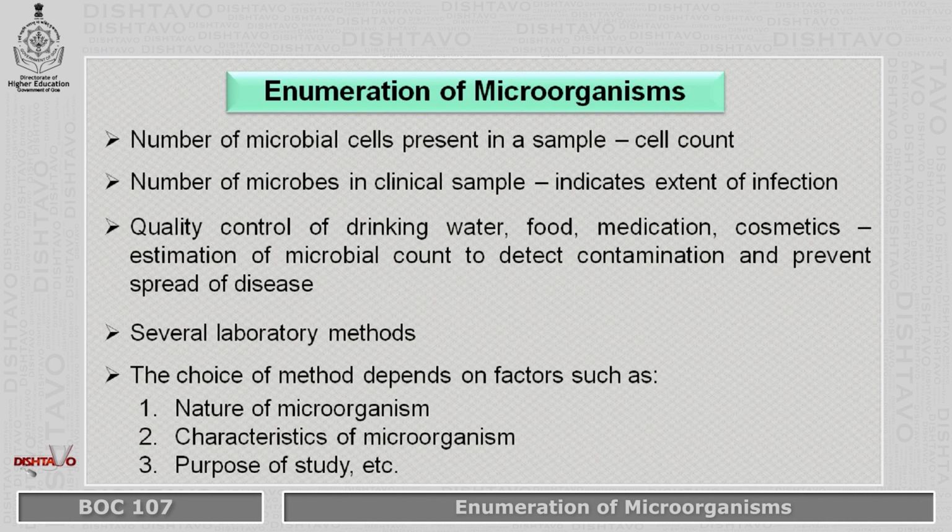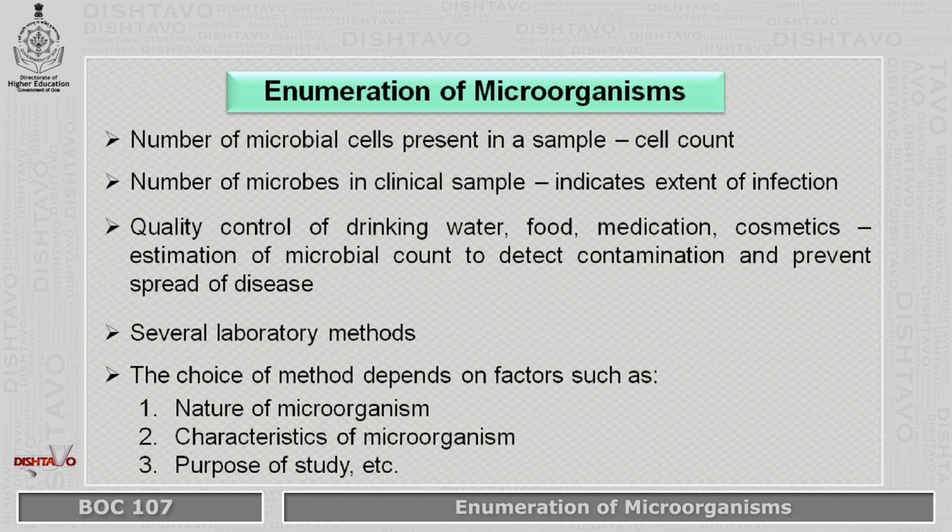Enumeration of microorganisms. The term enumerate means to count. The number of microbial cells present in a sample is called a cell count. The number of microbes present in a clinical sample indicates the extent of infection in the sample. The quality control of drinking water, food, medication and even cosmetics depends on the estimation of microbial count to detect contamination and to prevent the spread of disease.